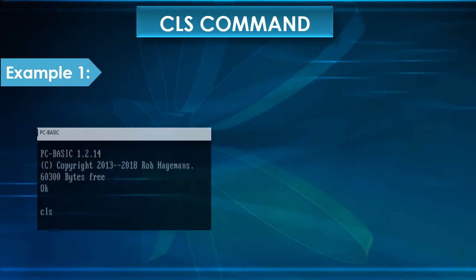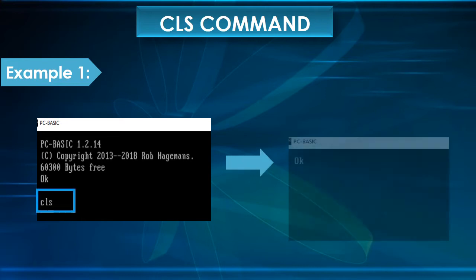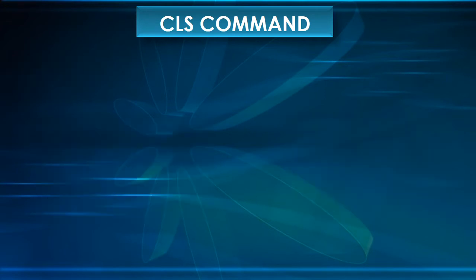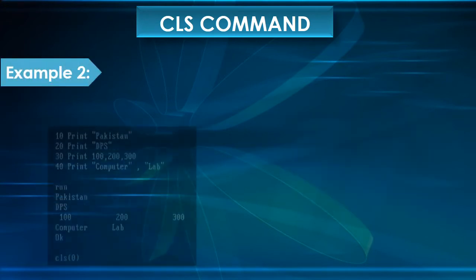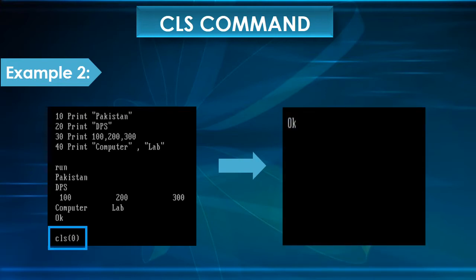Okay, example number 1. I have opened PC Basic or GW Basic and I have typed CLS. When I press enter or execute this command, you will see what happened. It will clear the screen. Let's see another example. There is a program with an output. I have typed CLS with a parameter or value 0 in front of it. What will happen when I execute it? It will work for both text and graphic screen, and it will clear the screen after executing it.